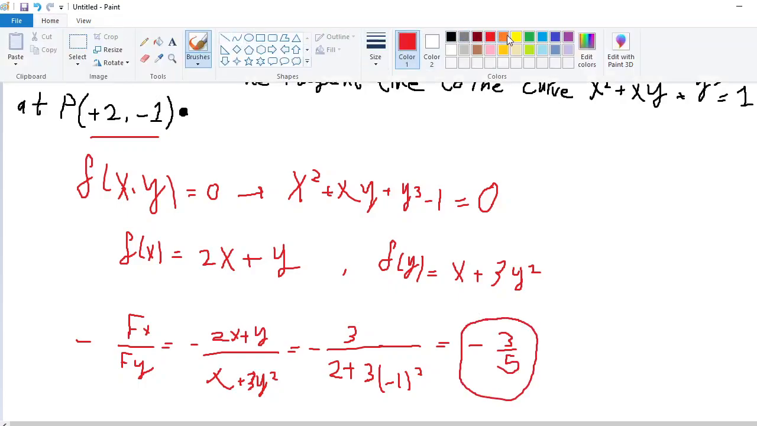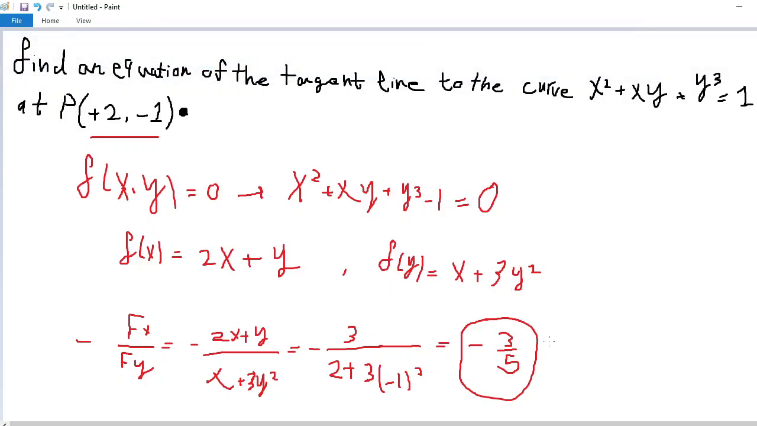This means that we found m, the slope. When you enter the point into the derivative, you are finding the slope. So the slope here is equal to negative 3 over 5. We have actually finished solving the equation. The last thing that we need to write is the tangent line equation.